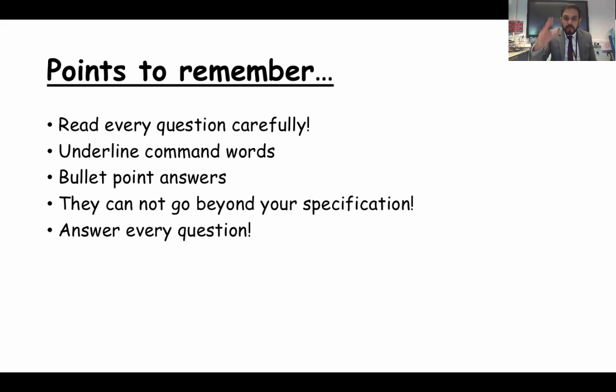And remember, they cannot go beyond your specification. They can't ask you things that you've never been taught. It could be a different scenario, but it's still related to what you've done in lesson. And then finally, make sure you answer every flipping question.